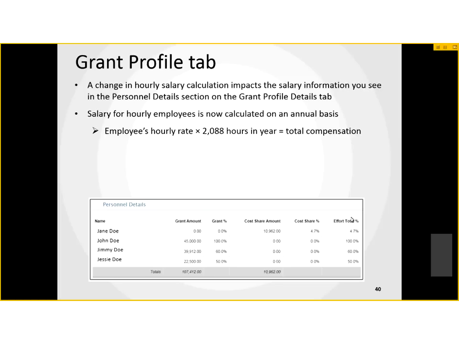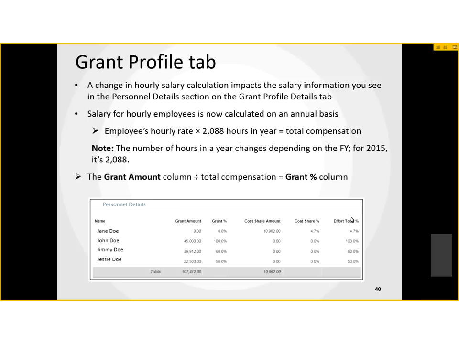You don't see total compensation on this screen, but it is taken into account in some of the calculations. One thing I want to mention before I give you that other calculation: this year, for FY15, we have 2,088 hours in the year. That number can vary a little depending on the fiscal year, so know that it's not a hard and fast number. It'll change with each fiscal year.